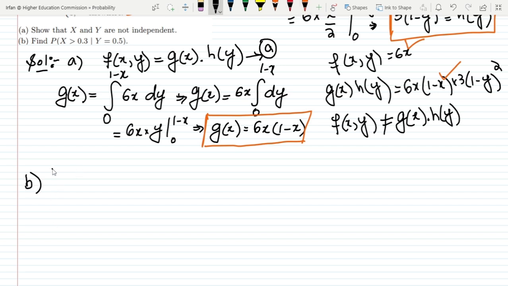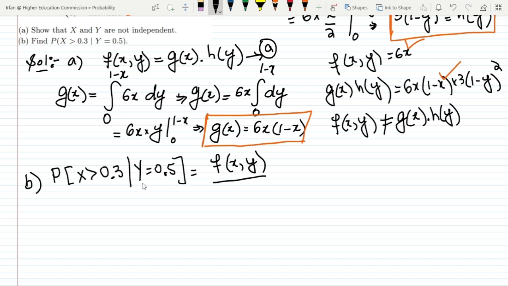So again we have to find the probability that x is greater than 0.3 such that y is equal to 0.5, okay. Let me put their values, and as you can see this is the conditional probability, so therefore I have to put here f(x, y) and divide it by h of y, okay. We have the values of both of them, this is 6x, as given in the statement of this question, and h(y) is already calculated, and this is where it is.